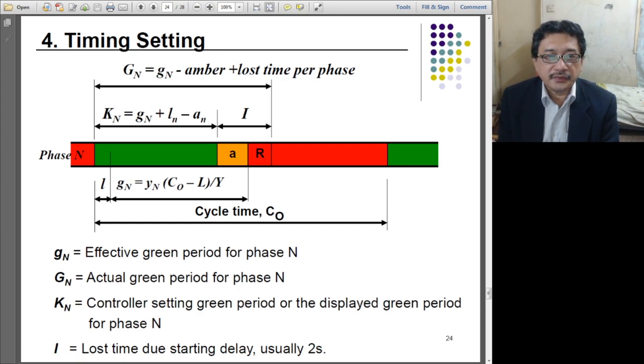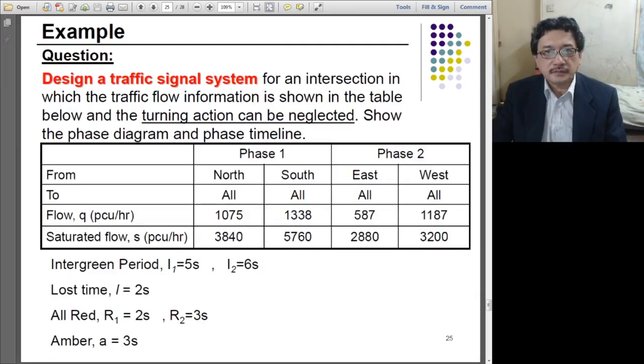The effective green period for phase N is given by the small g. Also, the controller setting time green period, or the displayed green period for phase N, is given by the letter K or KN. And I equals the lost time due to starting delay, usually taken as 2 seconds.